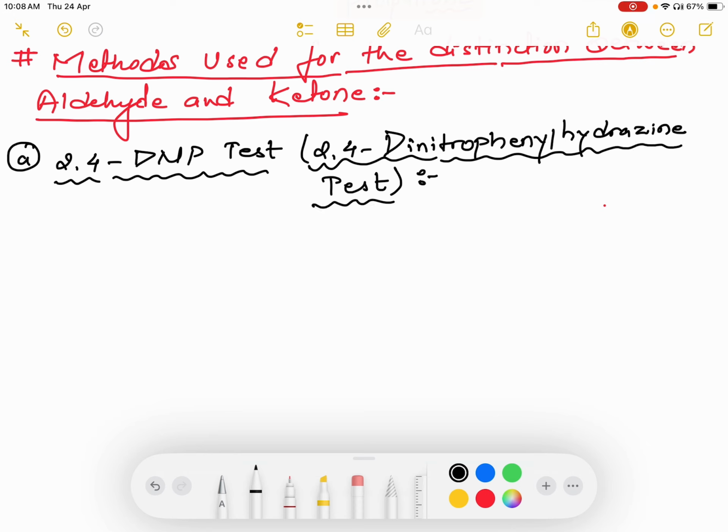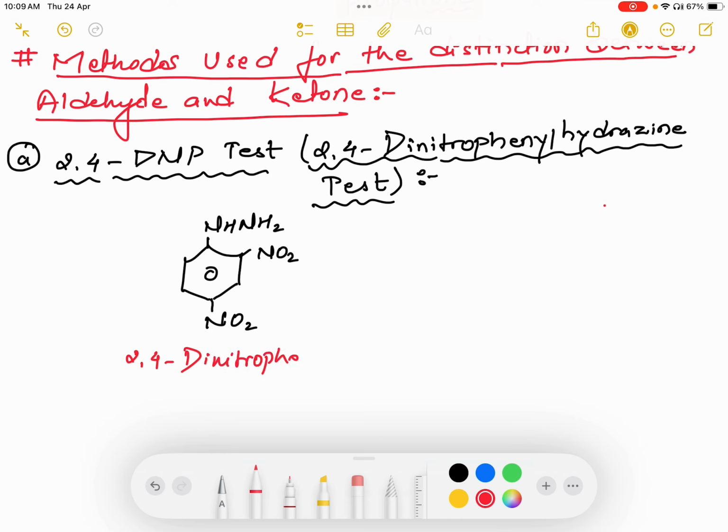Okay. So what exactly is 2,4-dinitrophenyl hydrazine? So that you might be clear, you need a phenyl group, that means you need a benzene ring. Right at carbon number 1, there should be hydrazine. So hydrazine is NH, NH2. And 2,4-dinitrophenyl means at positions 2 and 4, there should be two nitro groups. So this is 2,4-dinitrophenyl hydrazine. Sorry, I missed hydrazine.